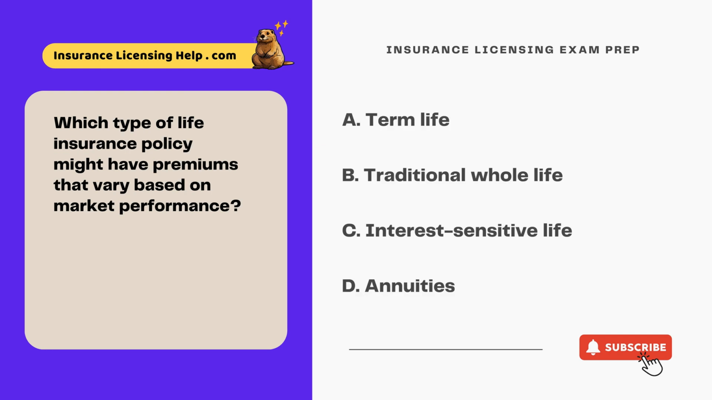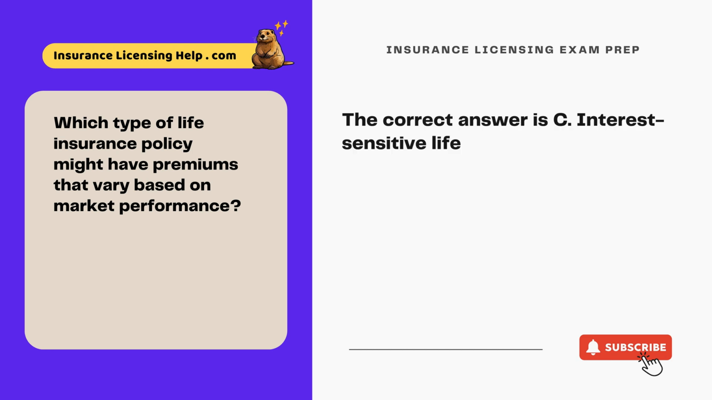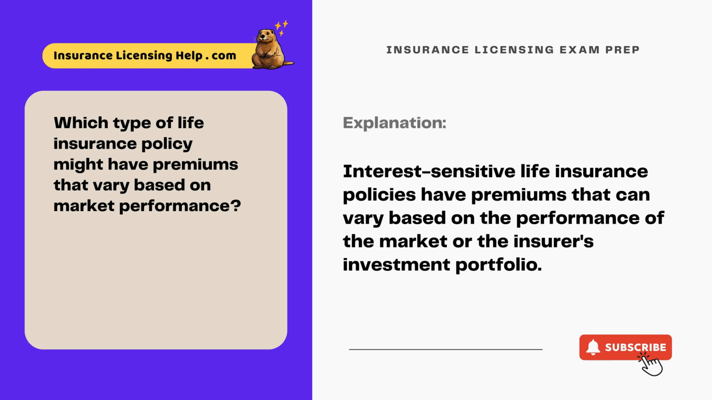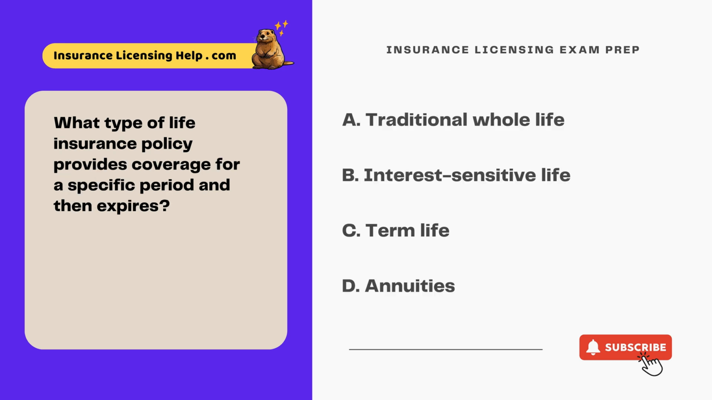Which type of life insurance policy might have premiums that vary based on market performance? A. Term life. B. Traditional whole life. C. Interest-sensitive life. D. Annuities. The correct answer is C. Interest-sensitive life. Interest-sensitive life insurance policies have premiums that can vary based on the performance of the market or the insurer's investment portfolio. What type of life insurance policy provides coverage for a specific period and then expires?